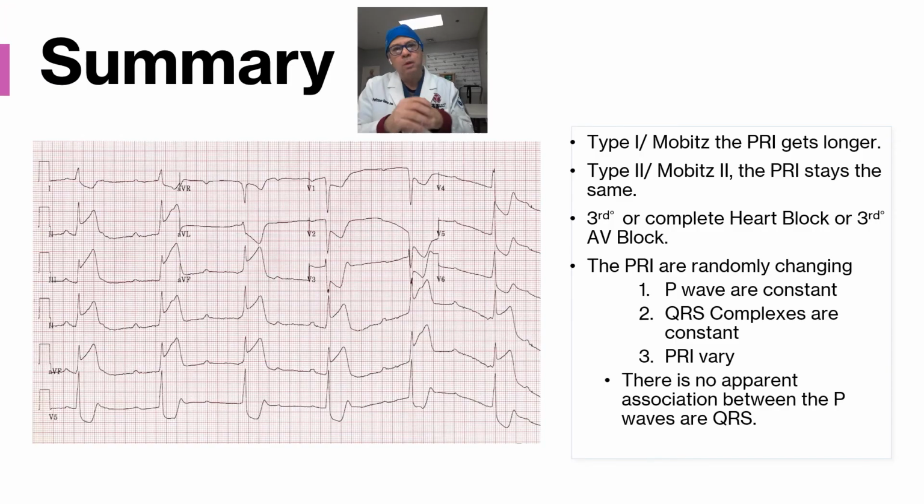All right, let's make a summary once again. In first degree AV block, the PR interval is constant and is longer than 0.20 of a second. In the second degree block, Mobitz 1 or type 1, the PR interval gets longer. In type 2 or Mobitz 2, the PR interval stays the same. In the third degree AV block, there is no association. The P waves are there, QRS complexes are there, the PR interval varies. There is no association. P wave on one side, QRS complex on another, T wave, everything is dissociated. That's just what it is.